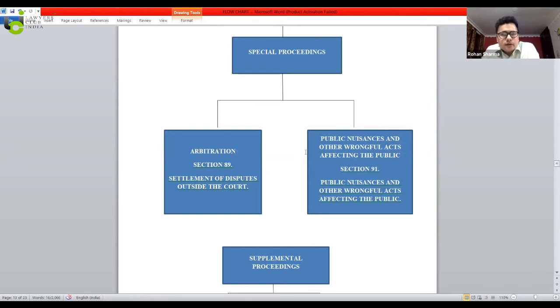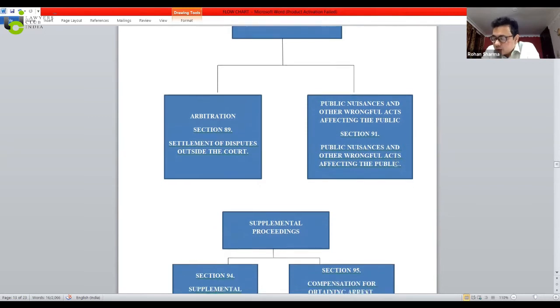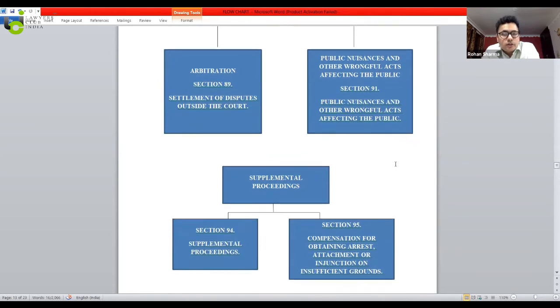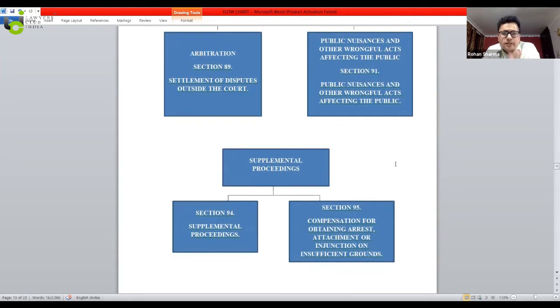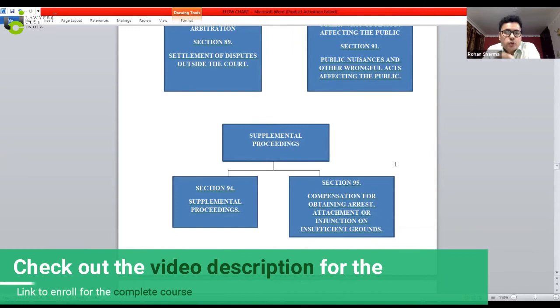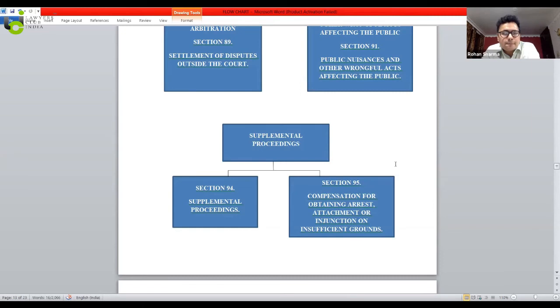Section 91 is different from Section 89. It's also a different kind of special proceeding wherein the court expects that there can be a possibility of public nuisance. In those cases, courts, either on their own motion or if an action is initiated by the Advocate General of a state, can pass orders regarding declarations, injunctions, or any other order to prevent such public nuisance. This is also a special circumstance which is not a usual thing we'll see in courts, but just to give you a brief as to how these circumstances are dealt with.